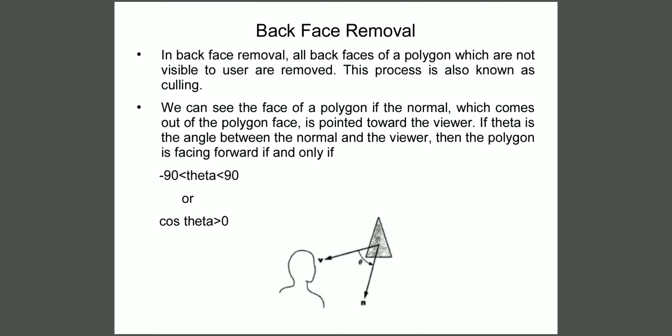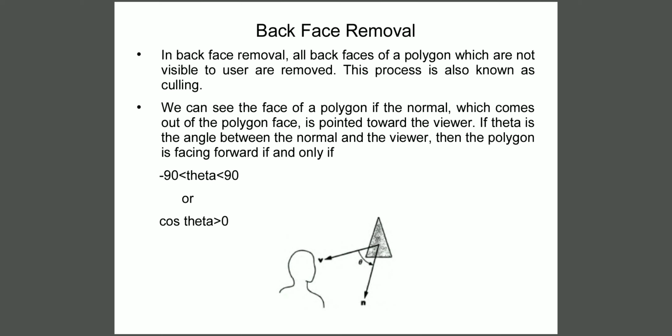There is an angle called theta which is made between a normal and a viewer. Then how can I say whether this face is visible to a user or not depending on this theta value? The first condition which we need to check is that the theta value should be between -90 to +90 when the face is visible to a user. If the theta value satisfies this condition, then we can say the corresponding face of a polygon is visible to a user.